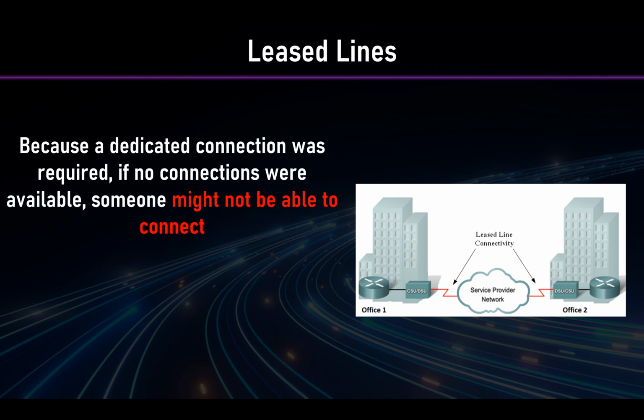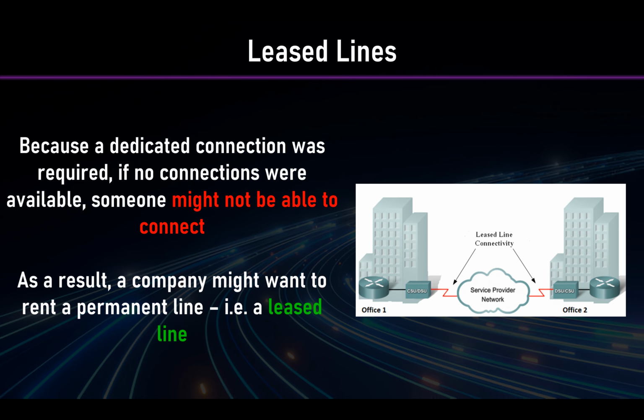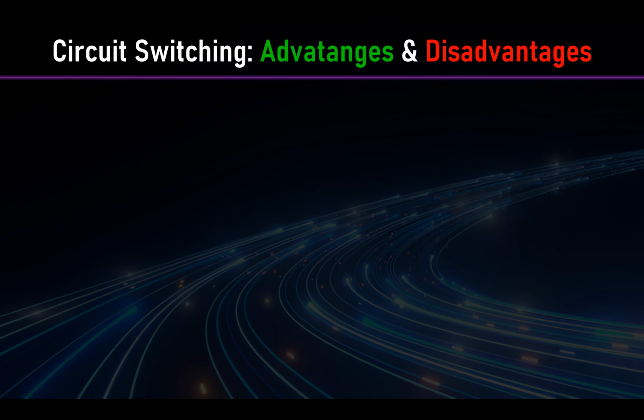Leased lines. We did actually mention this when talking about WANs. Because a dedicated connection was required, if no connection was available, someone wouldn't be able to connect. So let's say you're a company that always requires a dedicated connection. Then you can actually rent a permanent line, i.e. a leased line. Although, of course, that's going to be extremely expensive.